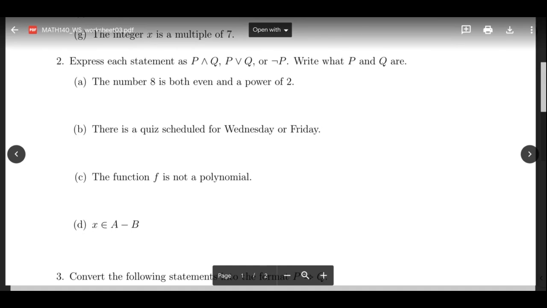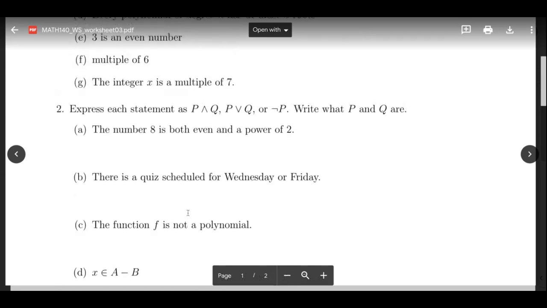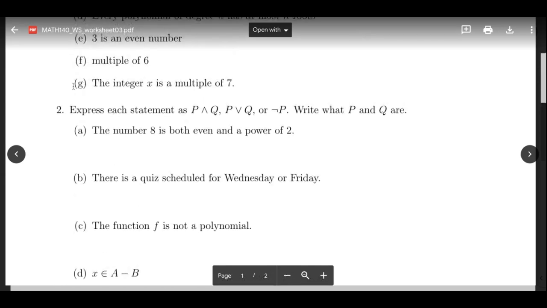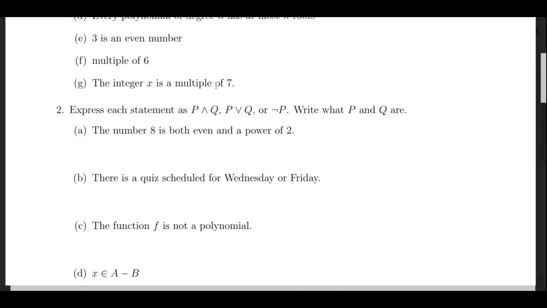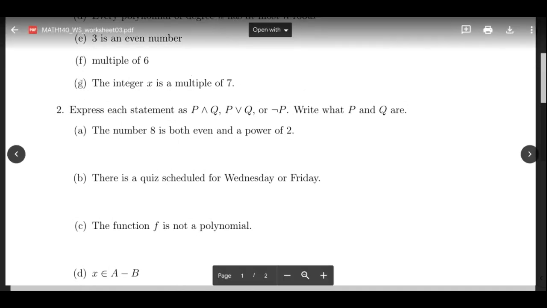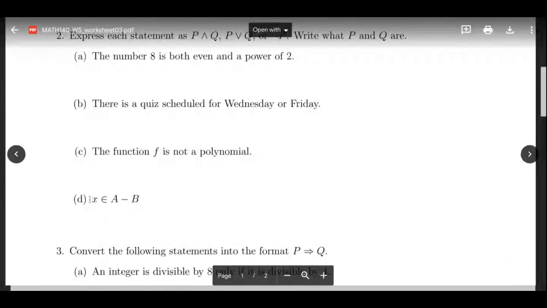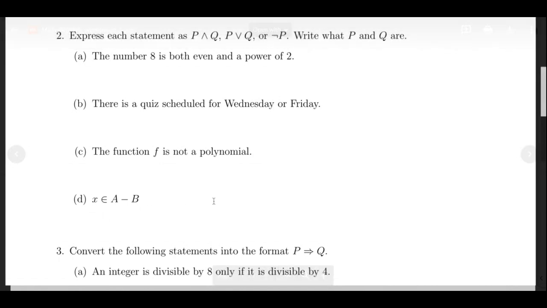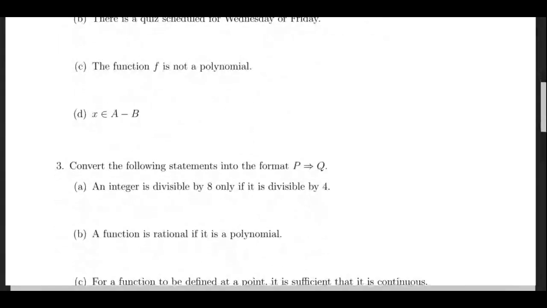Well, let's move to this one. Remember G? The integer x is a multiple of 7. Remember what we call this? Open sentence, right? Open sentence. It's a similar problem. You see x is in A minus B, right? We have no idea what that is.